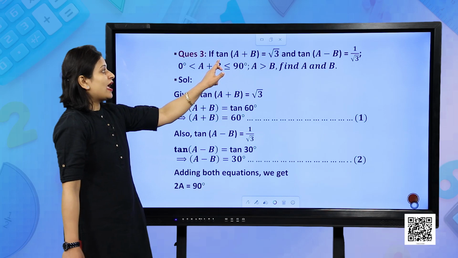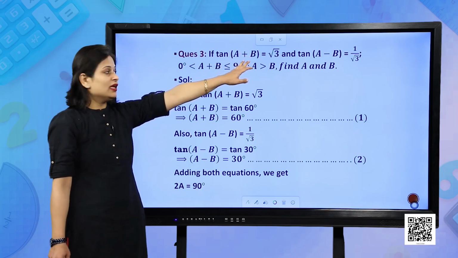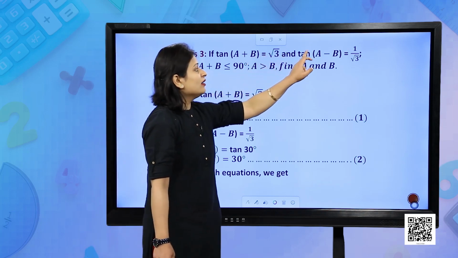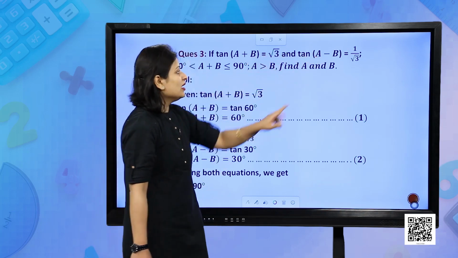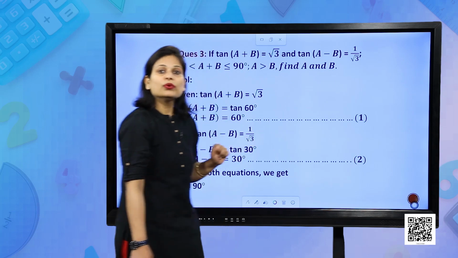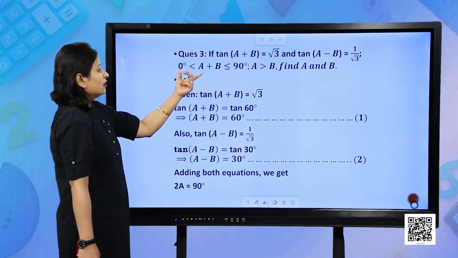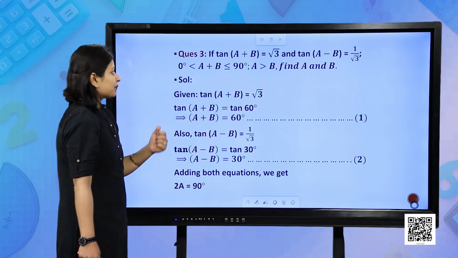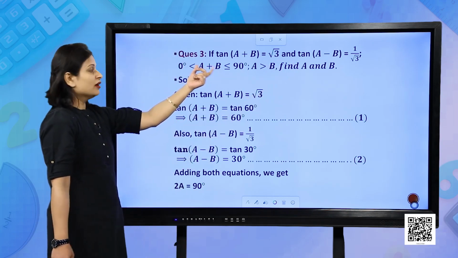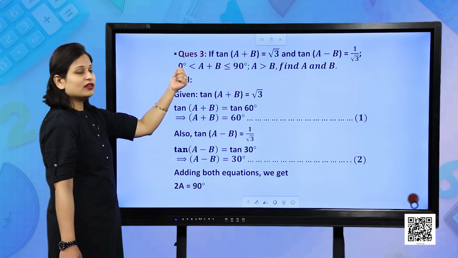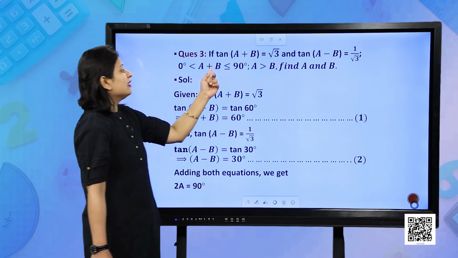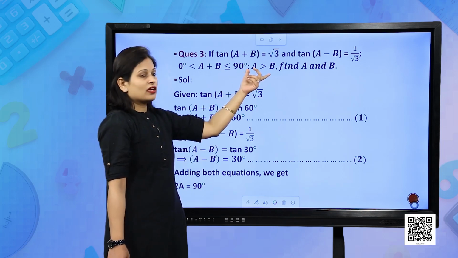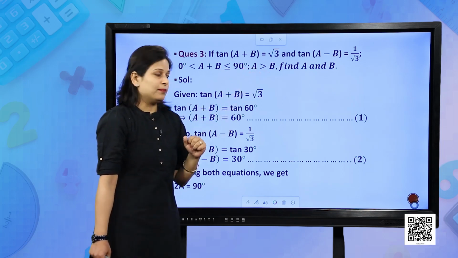If tan of A plus B is root 3 and tan of A minus B is 1 by root 3, we need to find out the value of A and B. A plus B must be greater than 0 degree and less than or equal to 90 degree, and we have taken A greater than B.